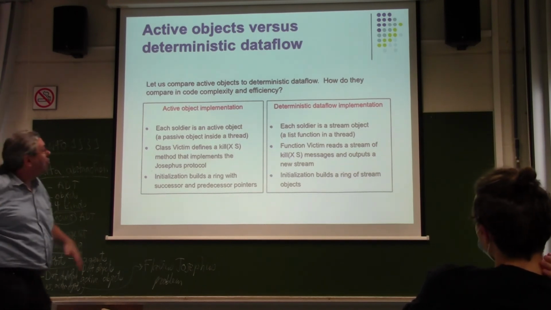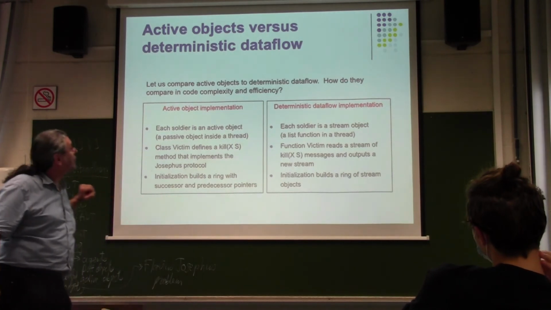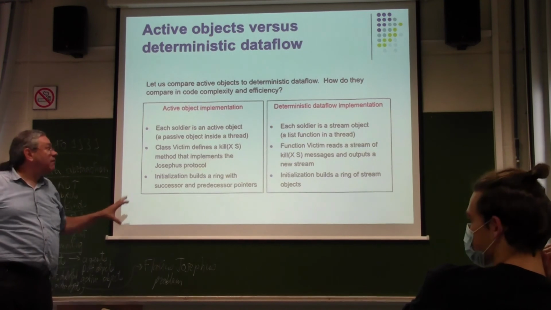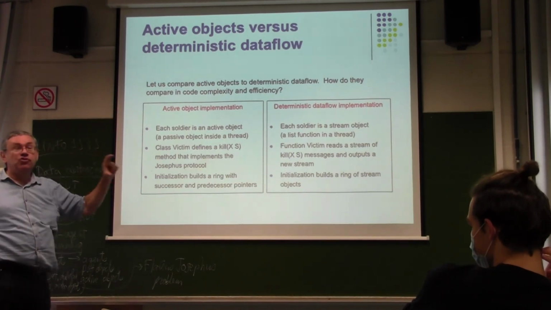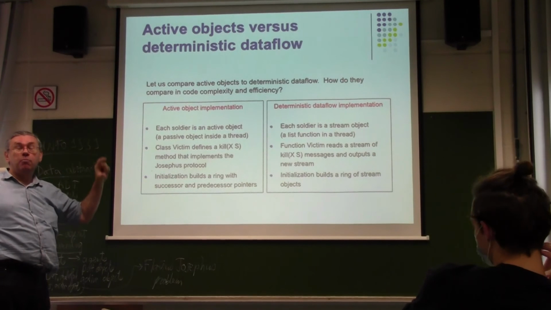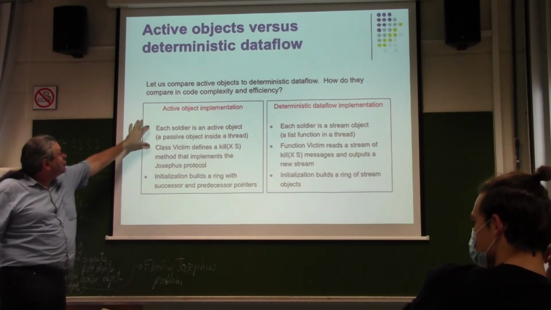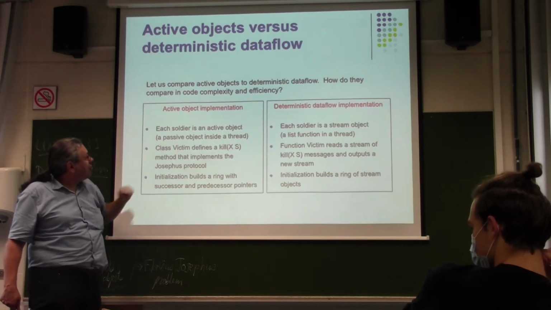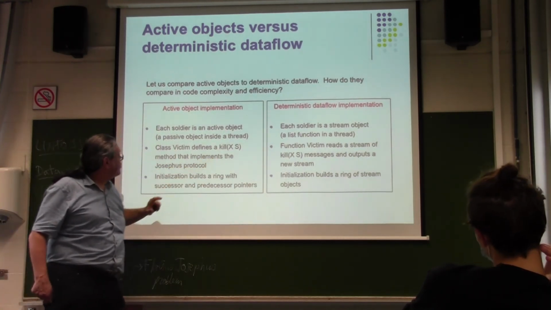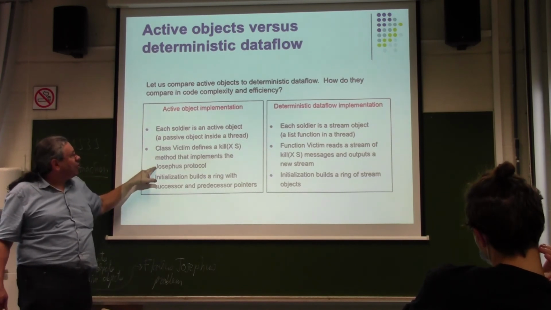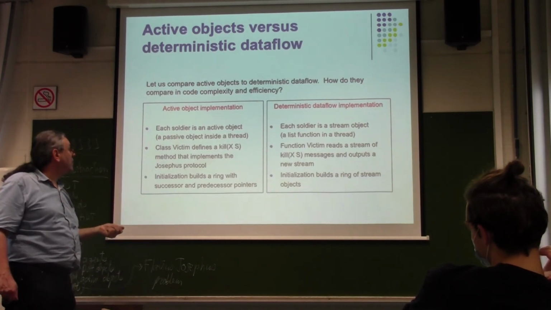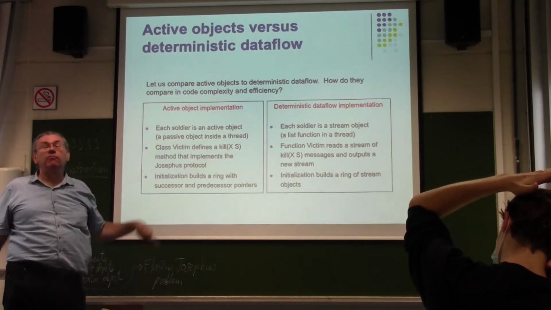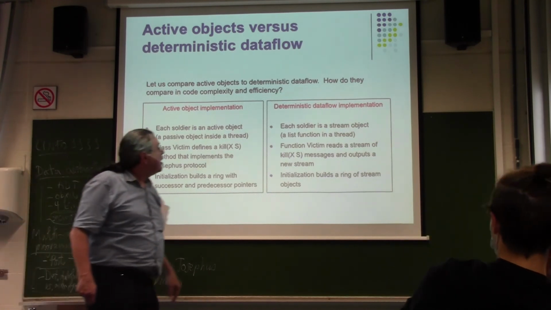So we're going to show 2 implementations of this. So an active object, which is like a port object, except it's defined using a class. And each method is the message. So there will be a kill method. So each soldier will be an active object. There's a class, which I will call victim. It defines a kill method that implements the Josephus protocol, depending on the position of the object. And there's an initialization, of course, that builds the ring initially.